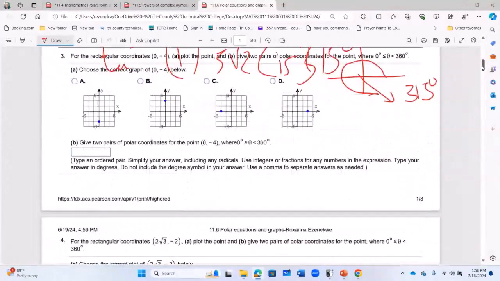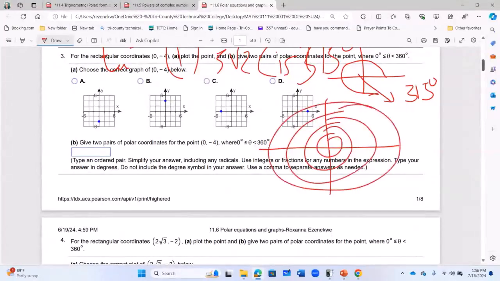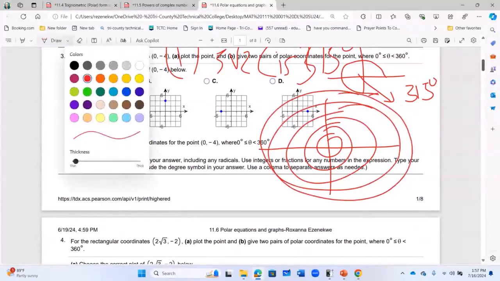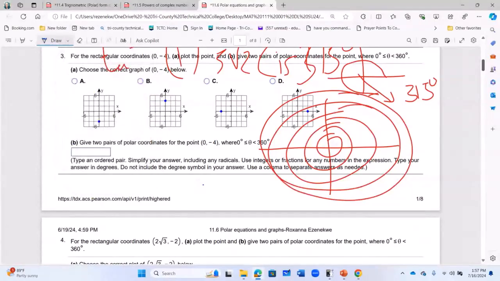Okay, let me draw one pair. First of all, by the way, R is approximately 5. So I have 1, 2, 3, 4, 5 poles, and I need to graph two pairs. So the first one is approximately 5, 315. 5, 315 is here. Remember, it is the fifth pole. So this is R, theta. R equals 5. So R, theta is 5, 315.